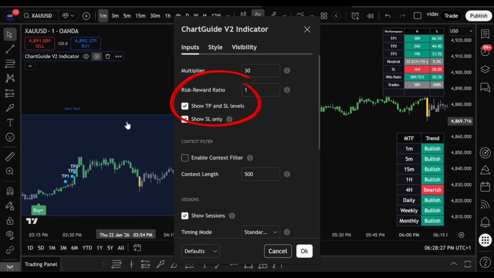Show TP and SL levels. Now this one is super important. If you turn this on, the indicator will draw everything for you. Entry, stop loss, TP1, TP2, TP3.